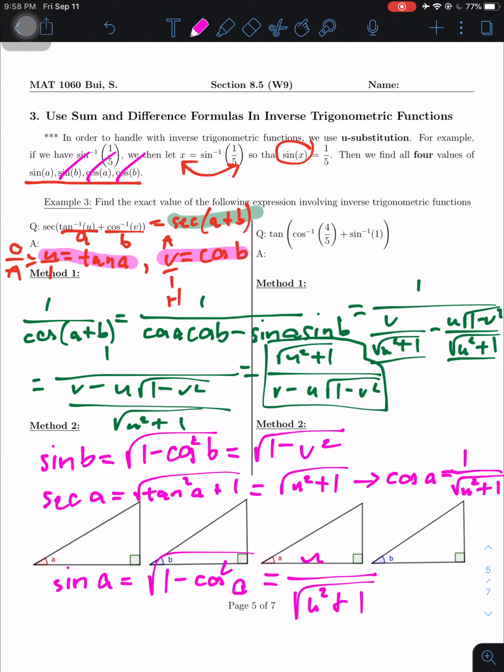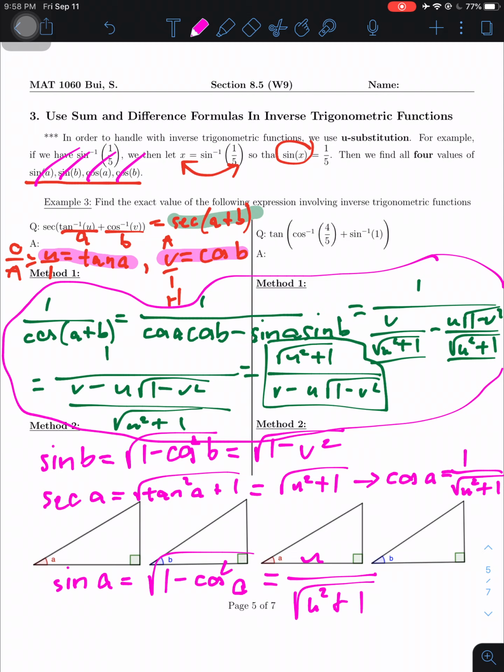When you get all four values, sine of A, sine of B, cosine of A, and cosine of B, you're going to do the same thing as we did before. So I'm going to repeat this whole procedure, and we're going to have the same answer, okay?